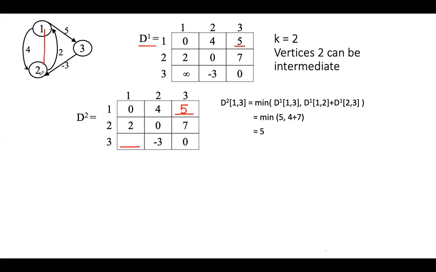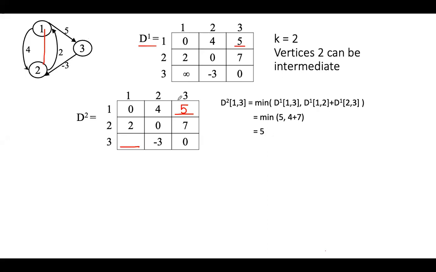If you want to go from 1 to 3, there is a direct node. You need not go from 1 to 2 and 2 to 3. Is it clear? Next, D2 of 3 to 1.